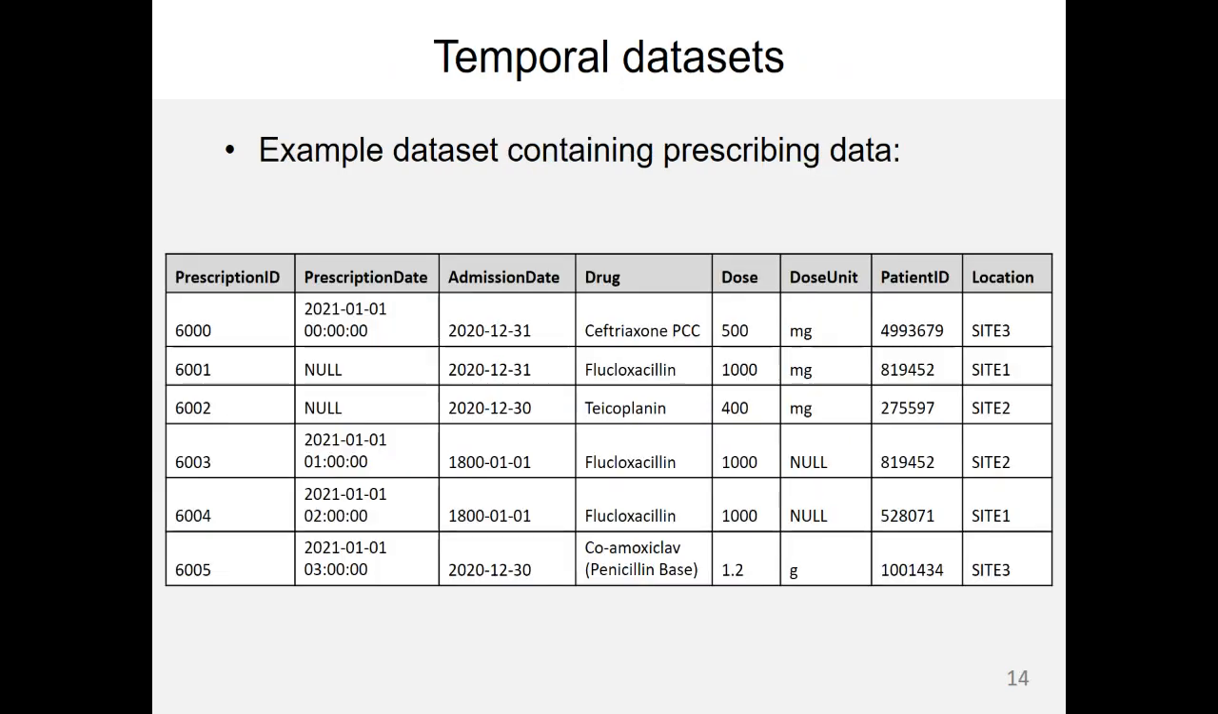So what do I mean by a temporal data set? Here's an example of some prescribing data. This is a synthetic example. As EHRs often are, there are a lot of text fields, categorical fields, and some numeric fields, the dose here. The prescription ID is just a row identifier. And I've got some dates.